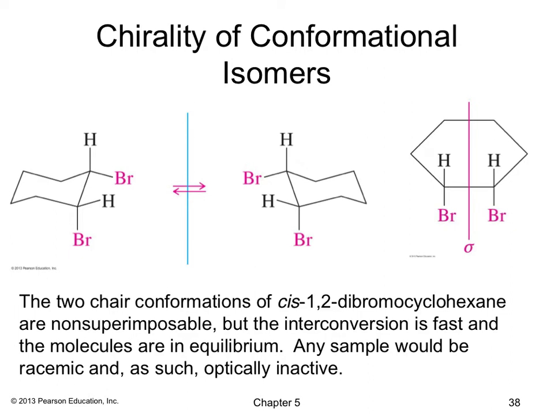There are two chair conformations of cis-1,2-dibromocyclohexane shown here and here. The two chairs are non-superimposable, but the interconversion between these two is fast, and the molecules are in equilibrium. So in this case, any sample would be racemic and result in optical inactivity, and this also can be determined, as I had mentioned before, by looking at its plane of symmetry as shown here.